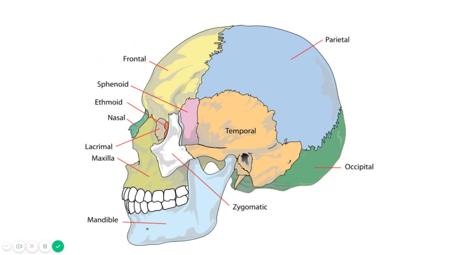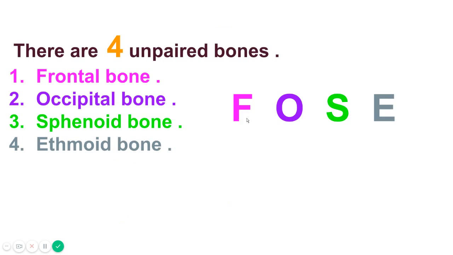Let's see diagrammatically. This is the parietal bone and this is the temporal bone. Its pair is on the other side, which cannot be shown on the diagram, but you can imagine. So this is the parietal bone and this is the temporal bone.